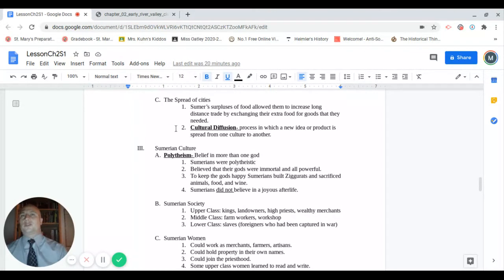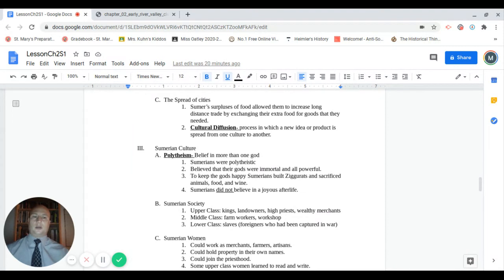One of the things you have to understand is when you trade goods, you are interacting with other peoples. And when you're interacting with other peoples, you're going to learn things that you didn't know before. They're going to have some items that you don't have. You're going to have some items that they don't have. And this is a time period in which trade became really important.